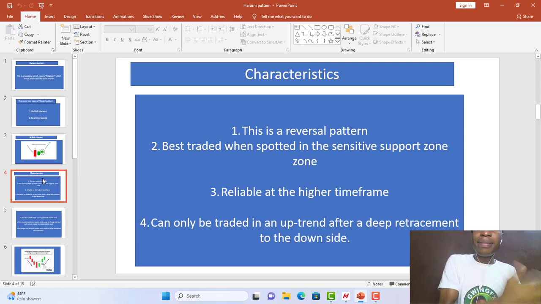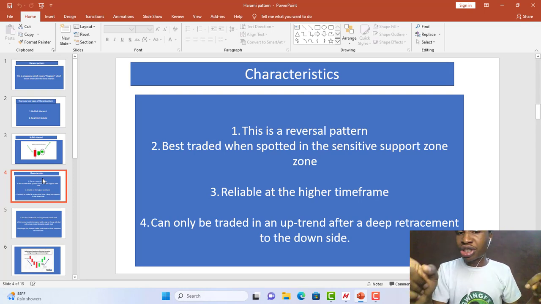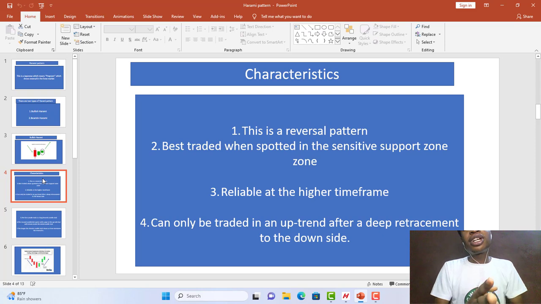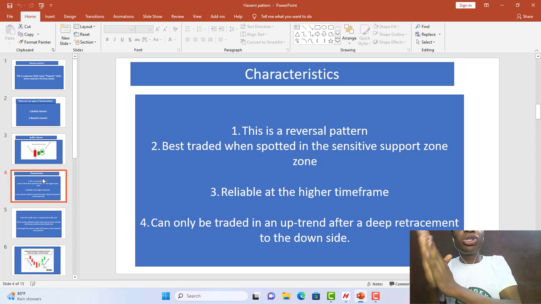So it can only be traded in an uptrend, after a deep retracement to the downside. Now, this is another way you can also trade Harami, which they don't teach us. They only teach us that whenever a Harami is spotted, it's only used in an exhaustion of a downtrend, right? So when that market is selling, when it's exhausted and trying to go up, that's when you use Harami. That's what they teach.